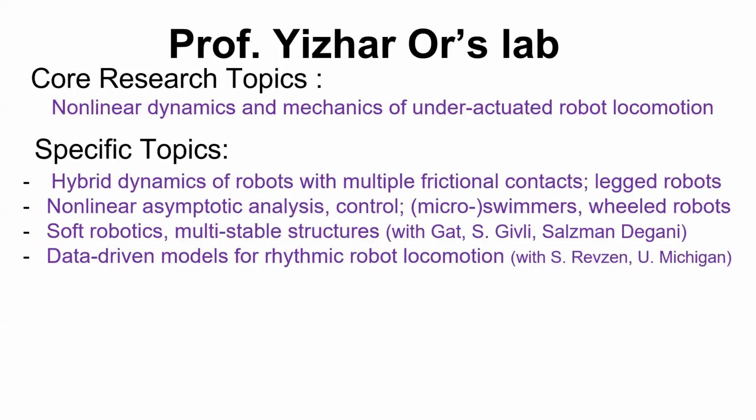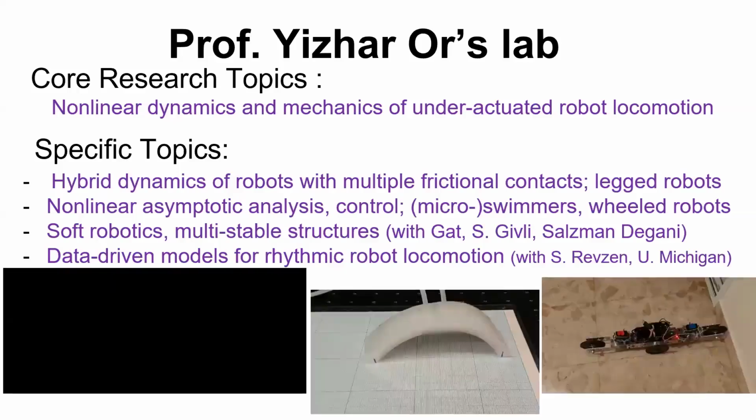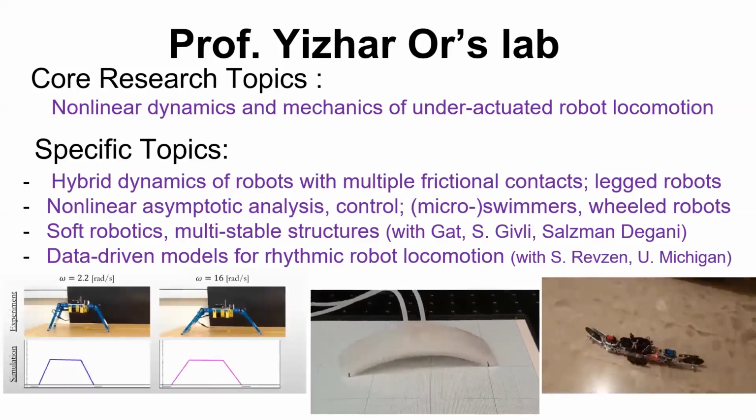So I'm more inclined to the side of robotics and more to the mechanical side of robotics, but robotics is multidisciplinary. It has multiple facets, so it also has interface with computer science and engineering and integration of systems. So the core of my work is nonlinear dynamics and mechanics of underactuated robot locomotion. Locomotion is the ability of any robot to generate some thrust and generate some motion.